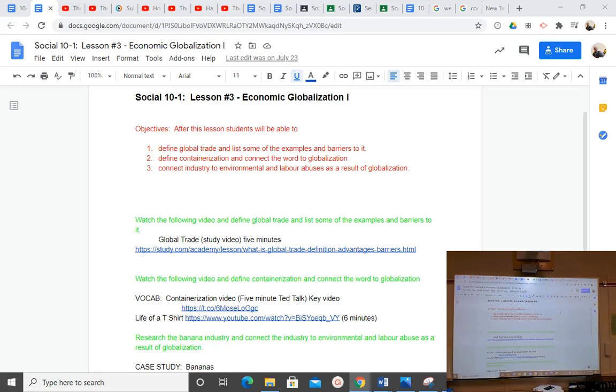What's an example of a barrier to trade? Why might some countries decide, you know what, we don't want in, we want to opt out. We do not want to be part of this global trade. Yes? Yeah, so I really like the word that you use, preserve, right? They may want to preserve their culture, their politics, their economics, their religion.